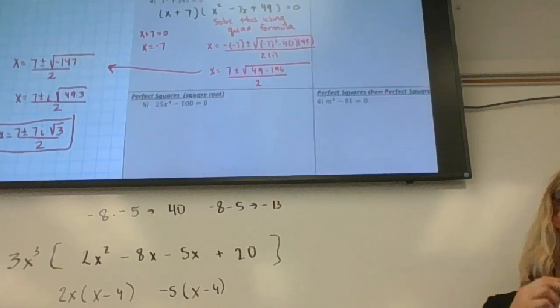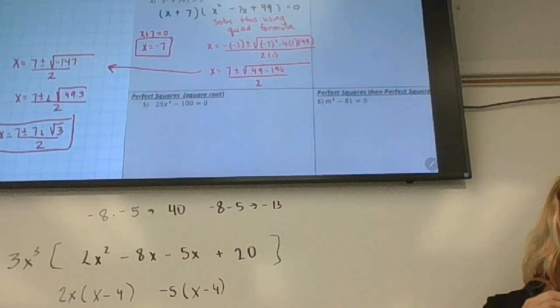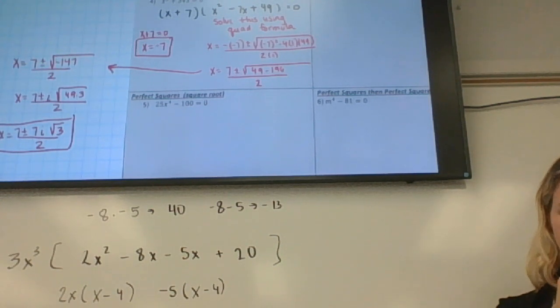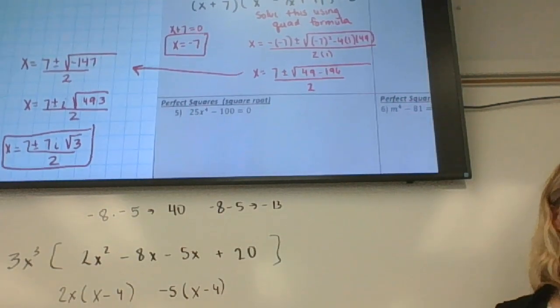Other questions on number 4? We got negative 7 plus or minus 7i square root 3, all over 2. It's good work. Yeah, very good. Does anybody want to take a picture of that? Wait 1 second. I didn't write it.